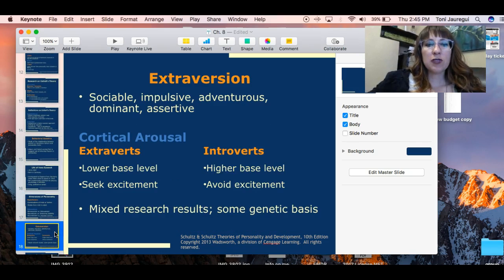And so extroversion: sociable, impulsive, adventurous, dominant, assertive. And some of us, like we know, introverts and extroverts are different, right?